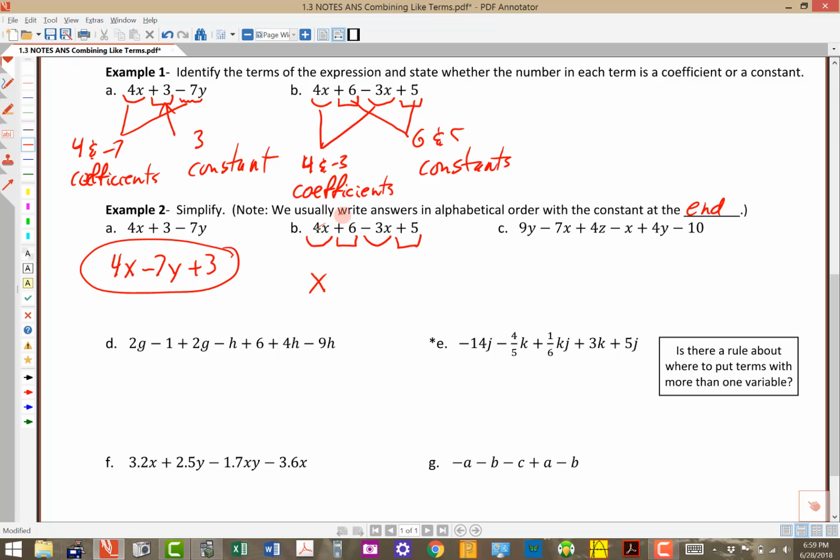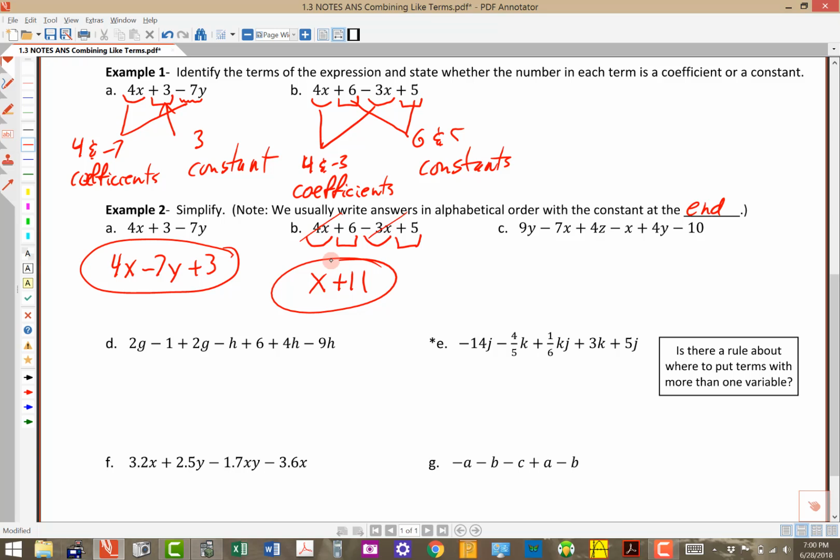And then I'm going to lightly cross those off. That reminds me that I've already used those. So the only thing left is the 6 and the 5. I can combine those together. I end up with an 11. I circle that and then I've got my answer. Okay, now they're going to get a little bit longer, but shouldn't be too difficult.